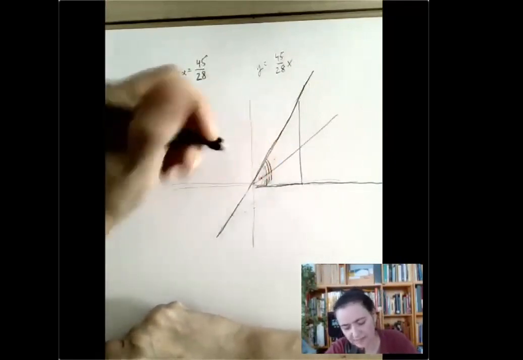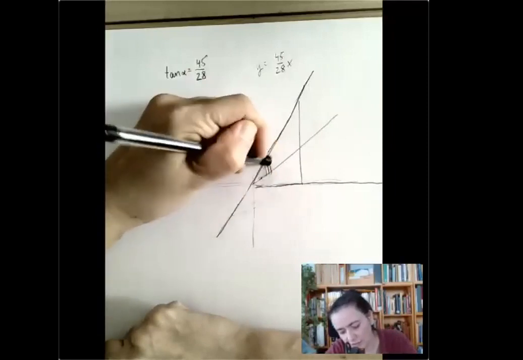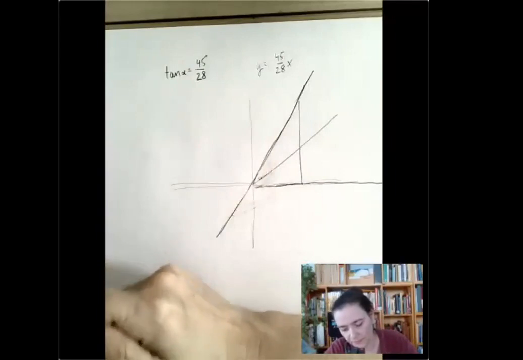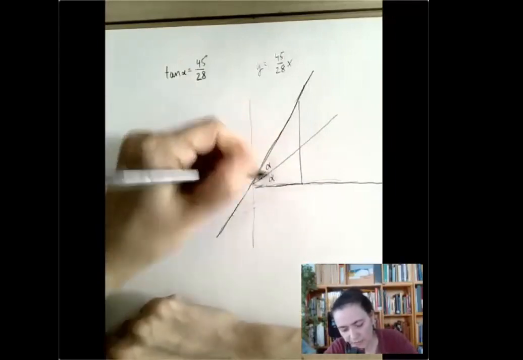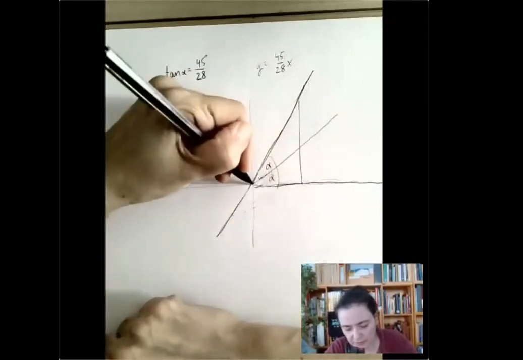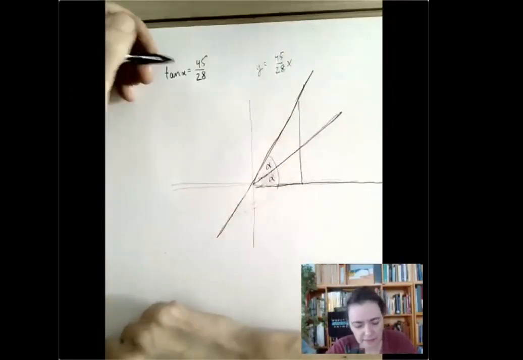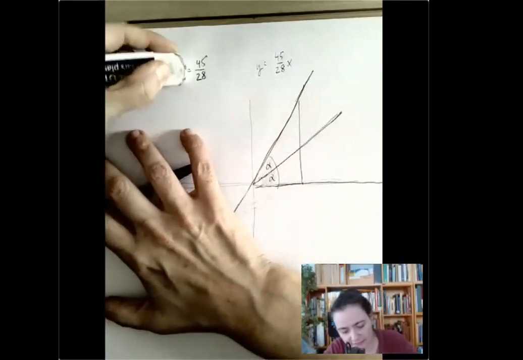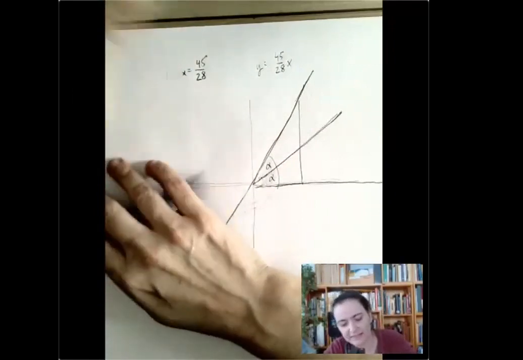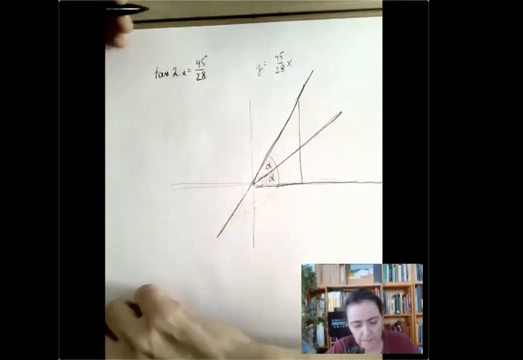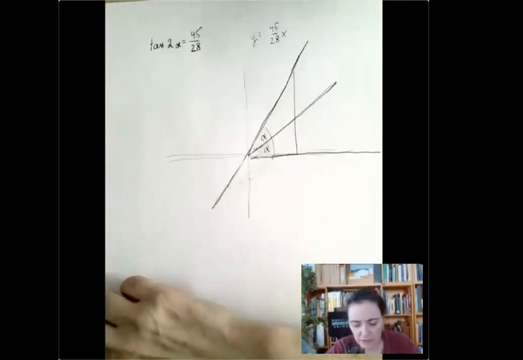Because what we need is the equation of a line that passes through the origin. That means all we need is a slope. And if we call this alpha and alpha, because this line is supposed to be an angle bisector, then I guess tangent 2 alpha would be 45 over 28.